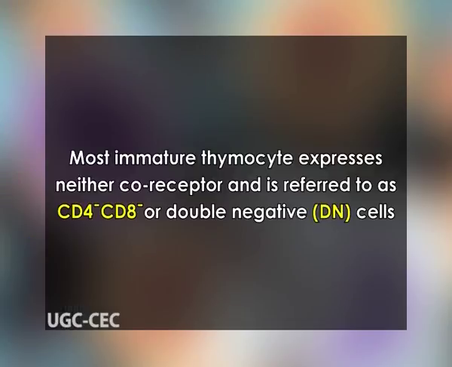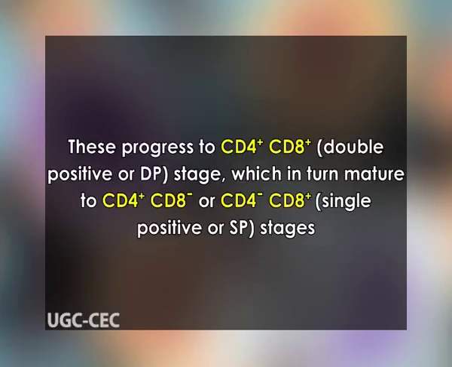The most immature thymocyte expresses neither coreceptor and is referred to as CD4 negative, CD8 negative or double negative, that is DN cells. These progress to the CD4 positive, CD8 positive, that is double positive or DP stage, which in turn mature to the CD4 positive, CD8 negative or CD4 negative, CD8 positive, single positive or SP stages.